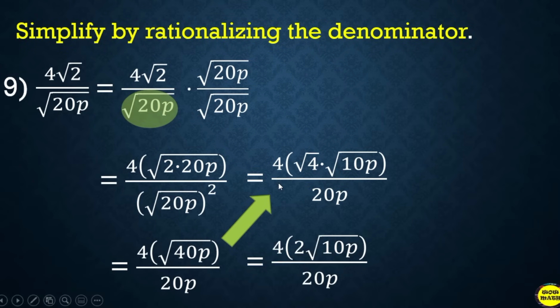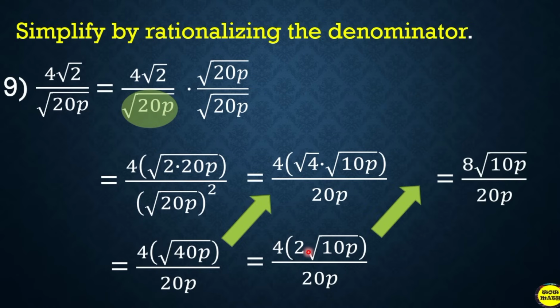So, that is square root of 4, that is 2. So, ito na yun. Square root of 4, that is 2. So, 4 times 2, that is 8 square root of 10p over 20p. Yung 8 saka 20, pwede pa natin yan i-lowest term. So, by dividing both numerator and denominator natin by 4.